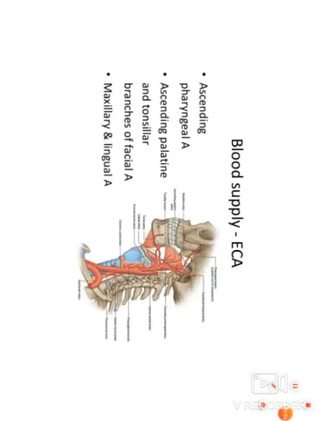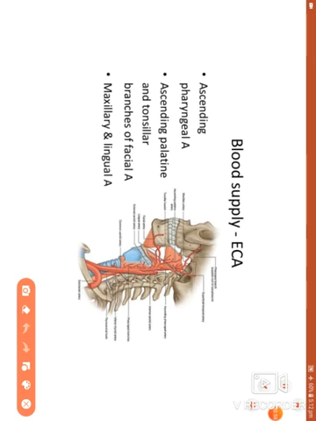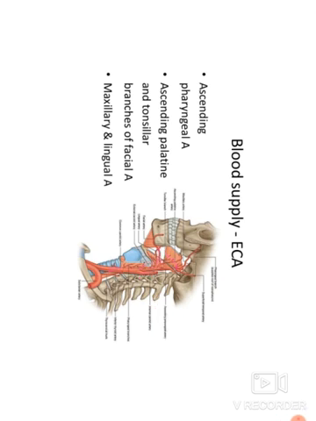Then the blood supply of the pharynx. Here it branches from the external carotid. This is the common carotid, this is the internal carotid, and this one is the external carotid. The supply is through the ascending pharyngeal artery, a direct branch from the external carotid, and through branches from the facial, lingual, and maxillary arteries. That's about the blood supply.